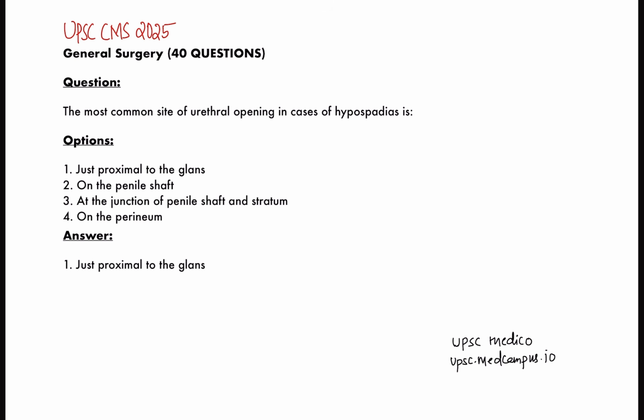Okay, let's begin with question number 1 from general surgery. The most common site of urethral opening in case of hypospadias. See, the topic hypospadias is important for any MCQ related exam because it is one of the most common congenital abnormality, right? Common congenital abnormality of the urethra. So now the question is based on its urethral opening.